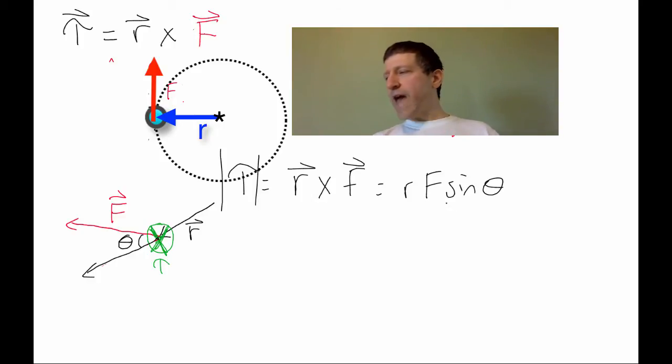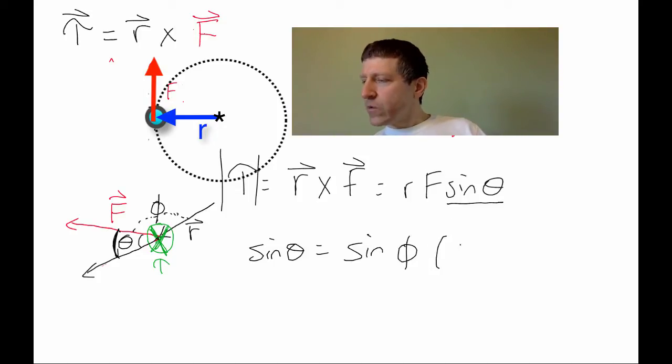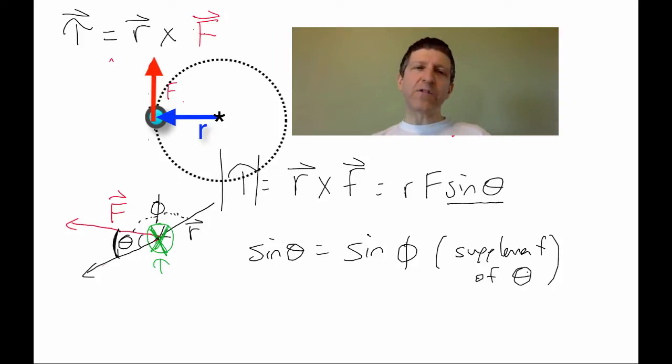Now, the good news is that sine of theta is very forgiving. If you measure the wrong angle, let's say instead of measuring the correct angle, theta, you measure this angle, notice, that's when you put them head to tail, you get that angle. I'm going to call this angle phi. It is true that the sine of theta is equal to the sine of phi, which would be the supplement of theta. It is true that the sines of those angles are the same.